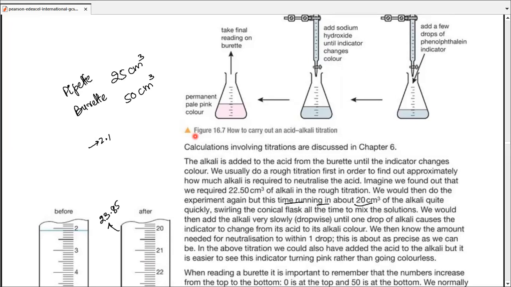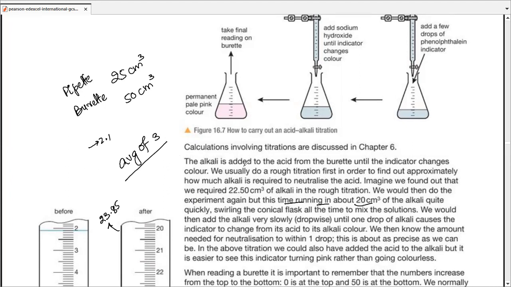Titration is never considered once. We always go for an average of either 2 or 3 titrations. It's better if you take the average of 3. All right. The first titration is usually known as the rough titration.